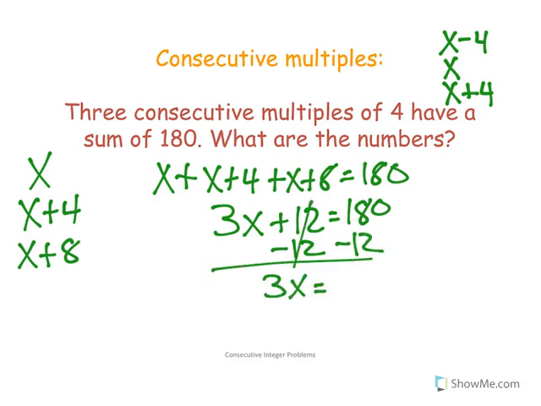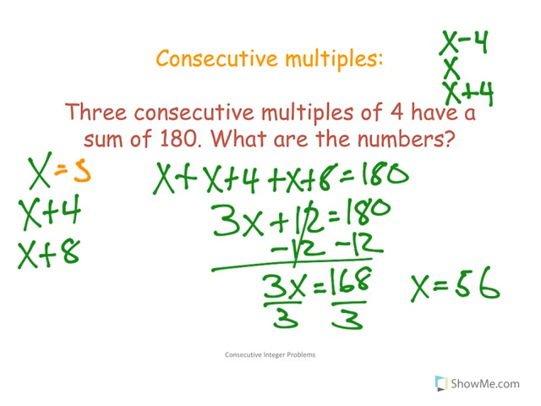So 3x equals 168. All right, so I get x is 56. When I go back and substitute, if x is 56, 56 plus 4 is 60, and 56 plus 8 is 64. What are the numbers? 56, 60, 64.